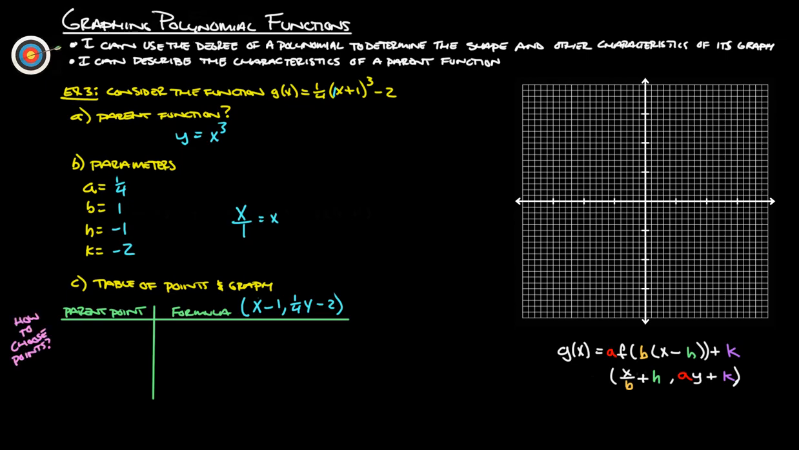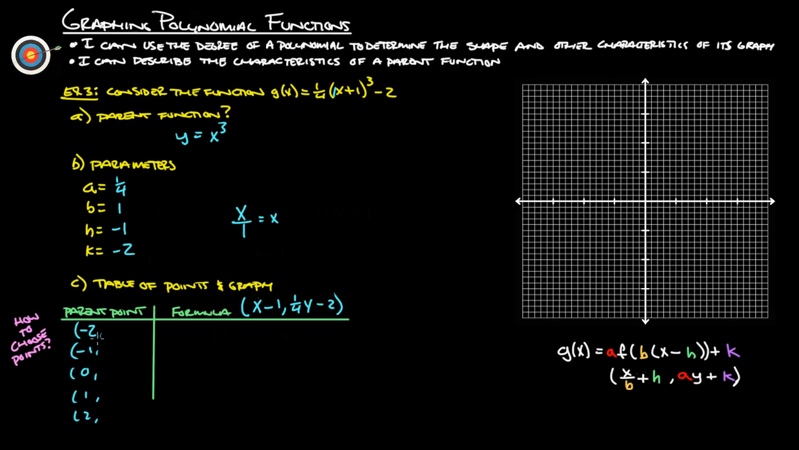Okay, and then now, how to choose points on this here. Since this one is not an even one, it doesn't reflect, we're going to actually want to do points on both sides. So let's do, say, -2, -1, 0, 1, and 2.